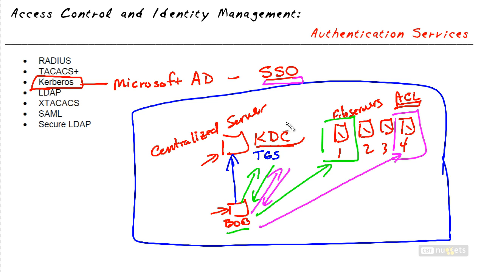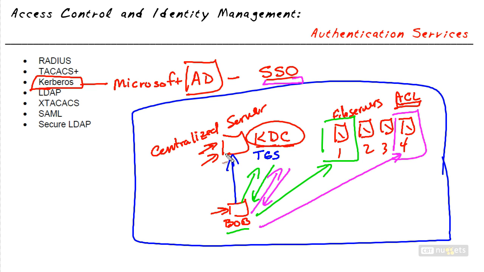So Kerberos uses a key distribution center. Microsoft's Active Directory uses Kerberos in their domains as the authentication protocol. The KDC is going to be issuing tickets through a service called the ticket granting service. And it's these tickets that allow Bob to identify himself to the other servers and devices in the domain. And the tickets are granted from a centralized location.